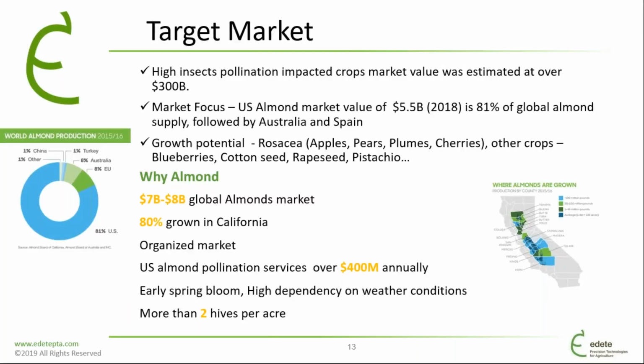Almonds are one of the first commercial trees to bloom during the winter and are thus susceptible to environmental conditions that reduce the effectiveness of bee pollination. Almonds require 2+ hives per acre. The value of almond pollination services in California is getting to $400 million annually.